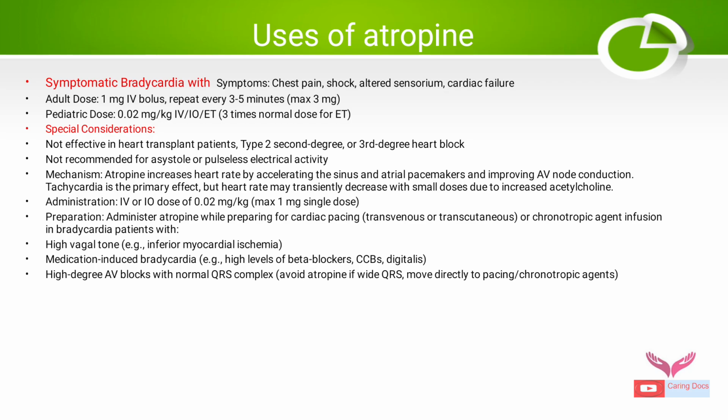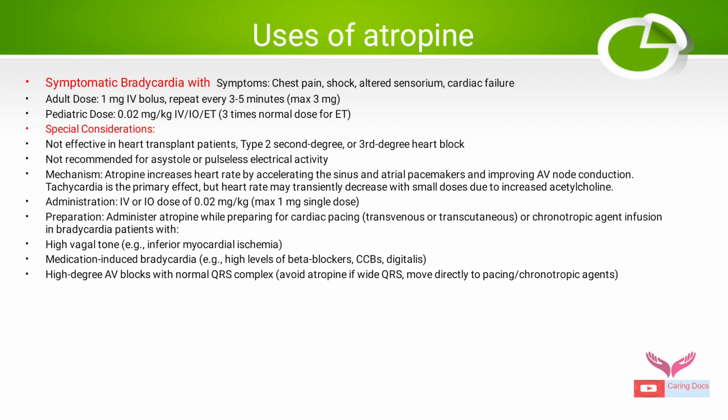Coming to the uses of atropine, it is used in symptomatic bradycardia with symptoms like chest pain, shock, altered sensorium, and cardiac failure. The dose in symptomatic bradycardia for adults is 1 milligram IV bolus. Repeat it every 3 to 5 minutes. Maximum dose is 3 milligram.